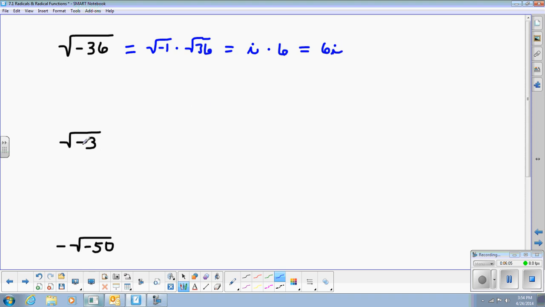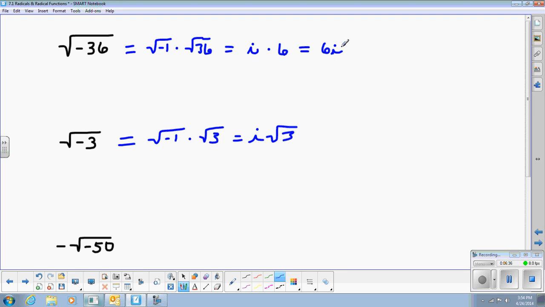What do I do when I have something like this? I have the square root of negative 3. Well, that one is much simpler. That is then like the square root of negative 1 times the square root of 3. The square root of negative 1 is i, so I'm going to put i. The square root of 3 does not have a perfect square root, so I'm just going to say i times the square root of 3. And I will leave it this way. I'll put i before I put the irrational number of the square root of 3.